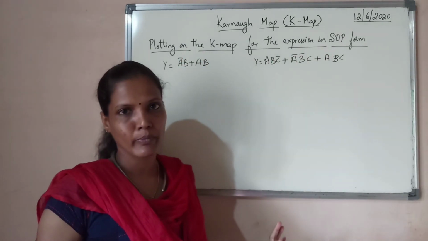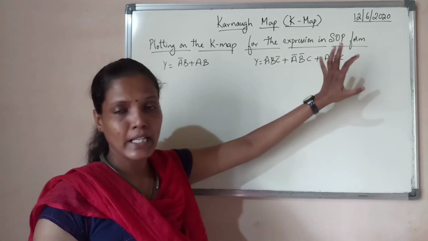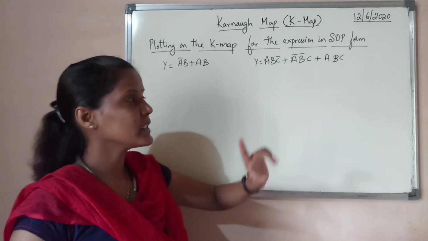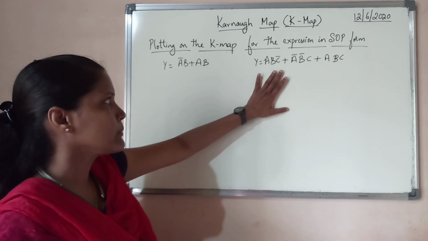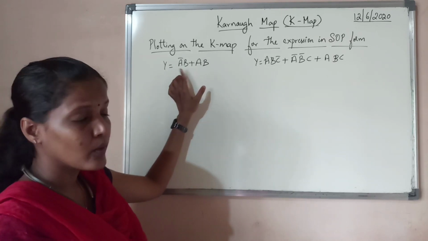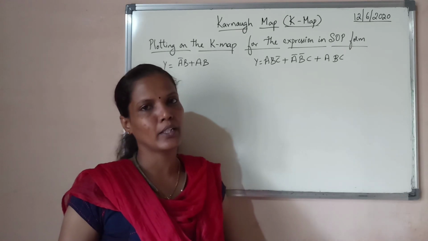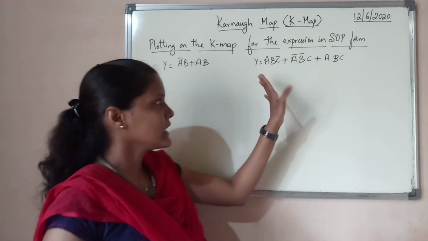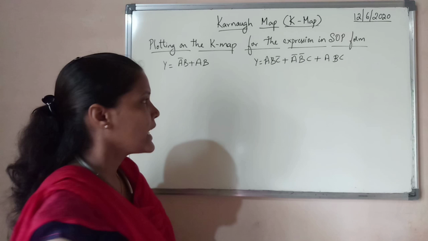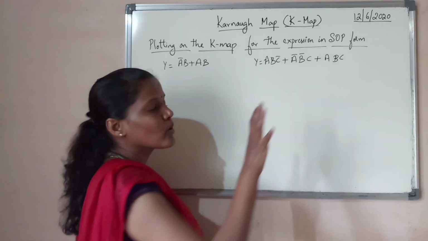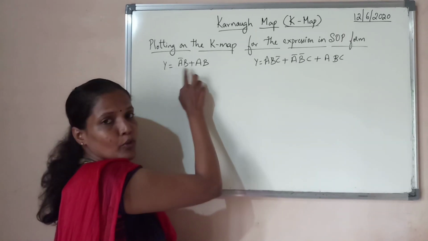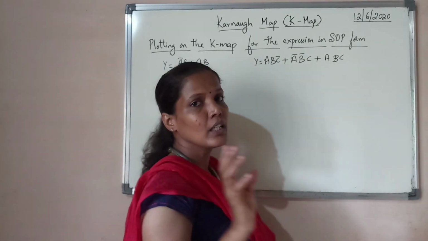Now we are going to see how to plot the K-map for an expression which is present in the SOP form, sum of products. One thing you have to remember is that the expression must be in the standard form, that is, the canonical form. Here I have taken the standard SOP itself. I mean to say each term must contain all of the variables. This is an expression for 2 variables and this is an expression for 3 variables.